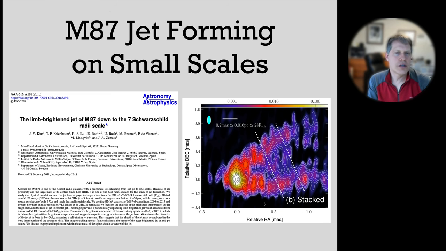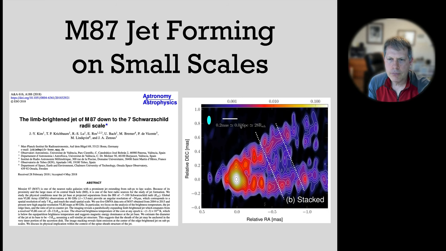Indeed, this is recent work from 2018, where the limb-brightened jet of M87 has been tracked all the way down to the 7 Schwarzschild radius scale. And this is the key image from that paper, where, again, this now is a fantastically high resolution radio image derived, of course, by combining radio telescopes all around the Earth with the interferometry technique.